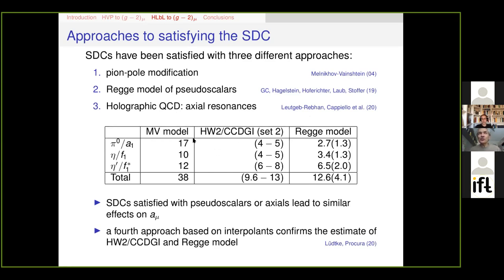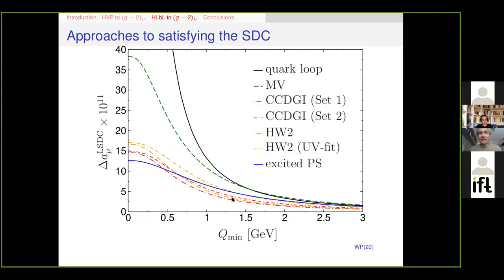Now, numerical analysis shows that the Melnikov-Weinstein model gives you a significantly larger contribution than the other two, which in fact agree quite well, despite the fact that they are based on different kinds of hadrons to be resummed and to satisfy these constraints. In fact, even more recently, a fourth approach has been developed, which is sort of agnostic about which kind of hadronic states are responsible for this matching to the high energy regime. This was developed by Lütken and Procura, and the numerical estimate they give is in very good agreement with this one. And this is well illustrated by this plot.